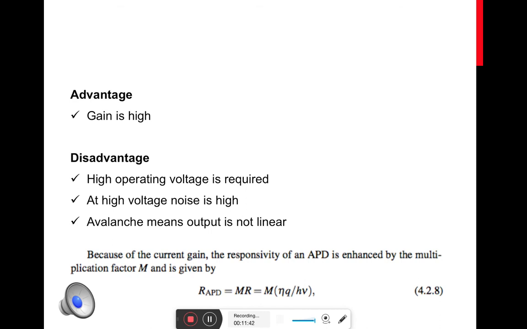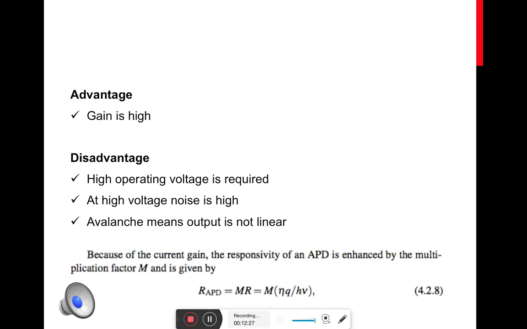Because of this current gain, the responsivity of the avalanche photodiode is enhanced by a multiplication factor M. As I've already told you, the new P layer is where the multiplication of carriers takes place, and it has an associated multiplication factor denoted by M. R_APD, the responsivity of the avalanche photodiode, is given by M times R. R is the responsivity of a normal photodiode, with the formula eta q by h v, where eta is the quantum efficiency, q is the charge of the electron, h is Planck's constant, and v is the velocity of light in free space.